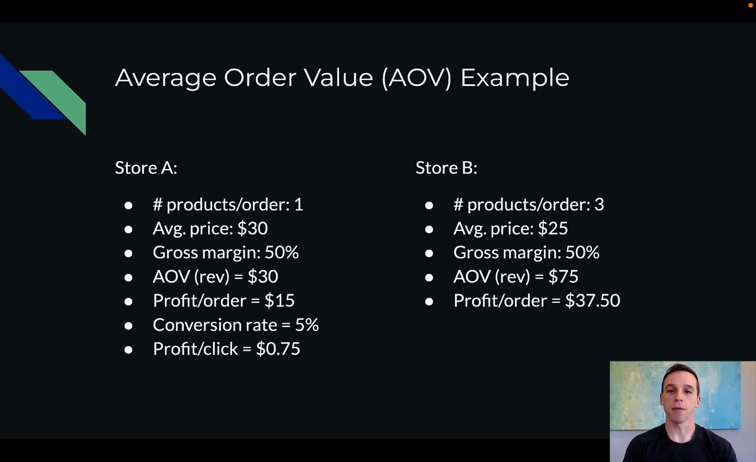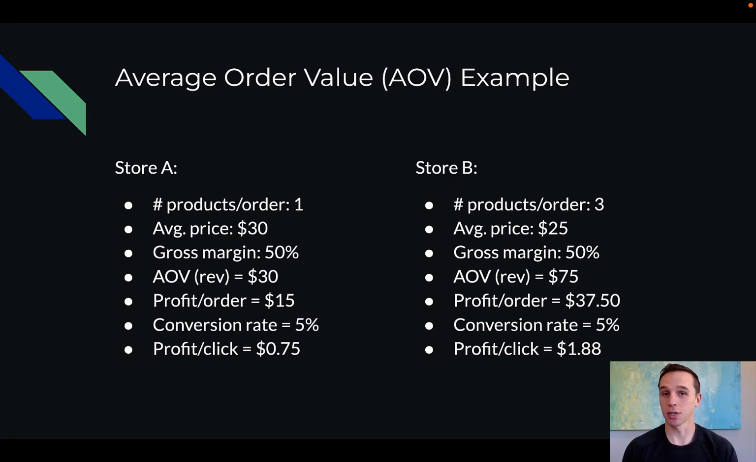That means their profit per order at the 50% gross margin is half of the $75, or $37.50. Let's say they have the same exact conversion rate of 5%. That means their profit per click is $1.88. If they're getting 50-cent clicks, they're making money all day long. If they're getting 75-cent clicks, they're making money all day long.